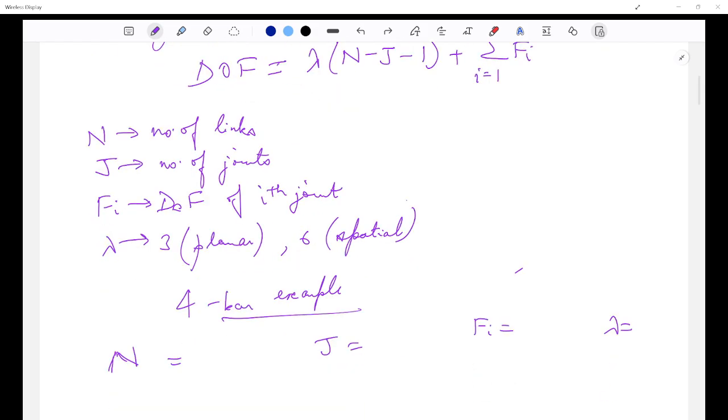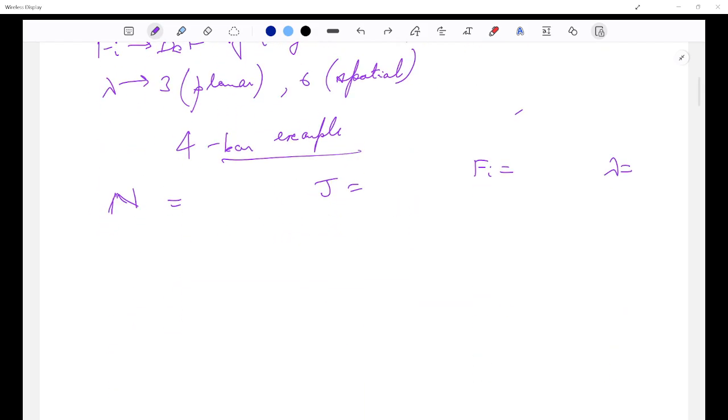Okay. So the number of links that we have are, I'm still asking if someone wants to answer: what are the number of links? What are the number of joints? And what is the degree of freedom of each joint? And then you might already know if it is planar or spatial. Okay, I won't waste a lot of time on this.